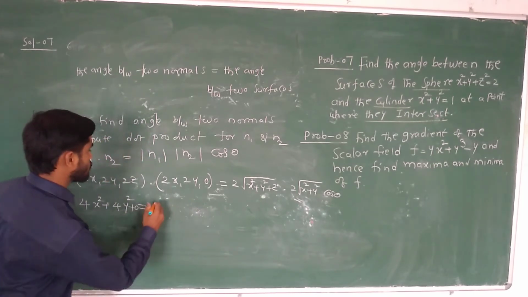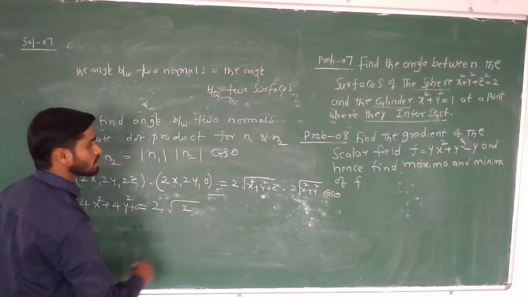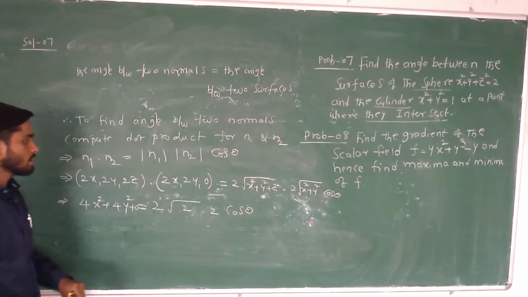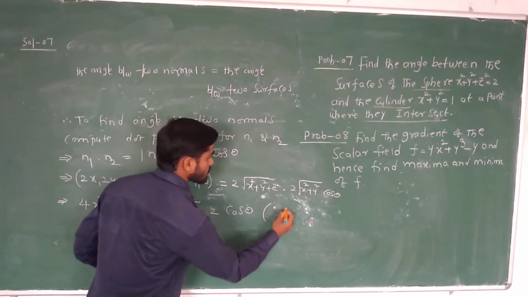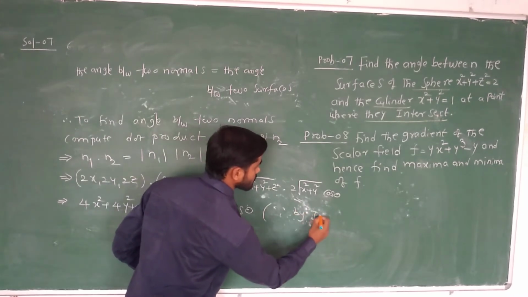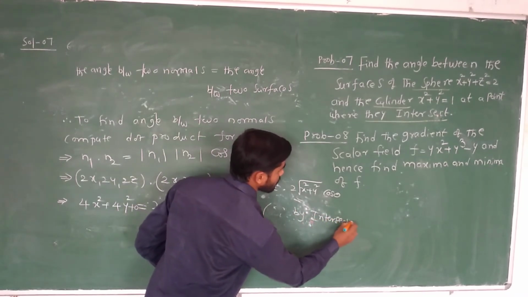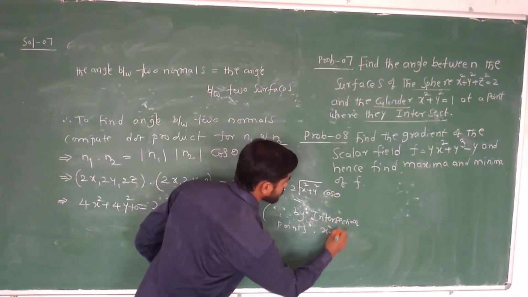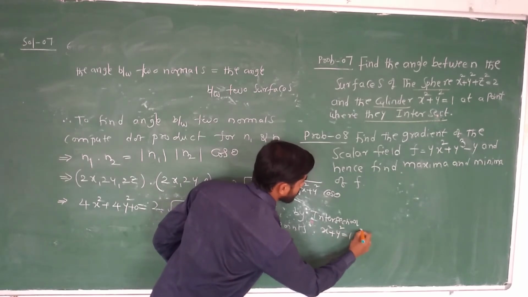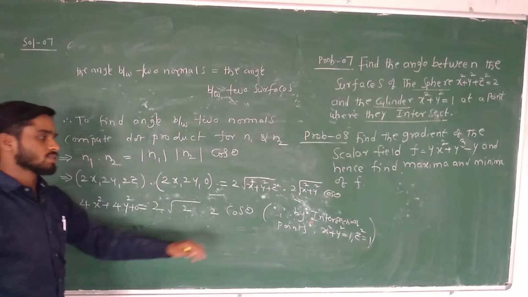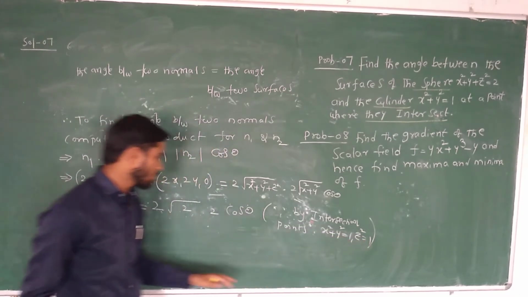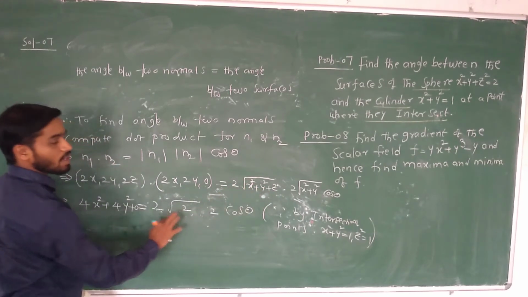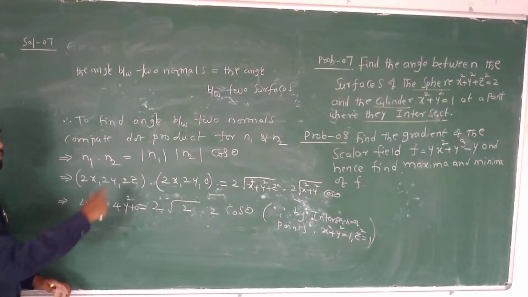So this is 2 times square root of 2 into 2 times cos theta. Okay? Since by intersection points, at x square plus y square equal to 1, z square equal to 1. Therefore, x square plus y square equal to 1, z square equal to 1. Therefore, you are getting this one. You will get 1 plus 1 equal to root 2, square root 2.